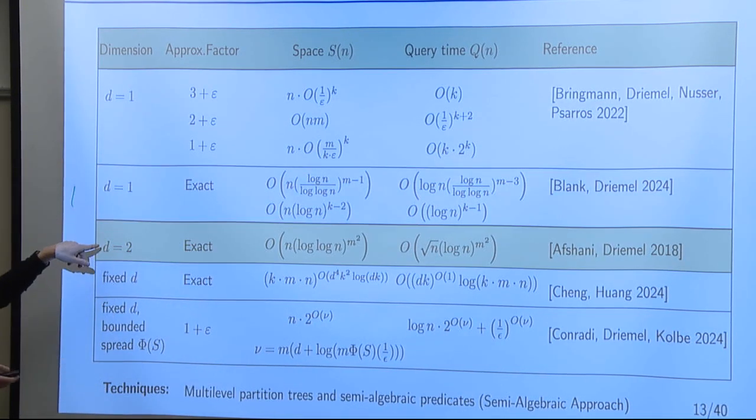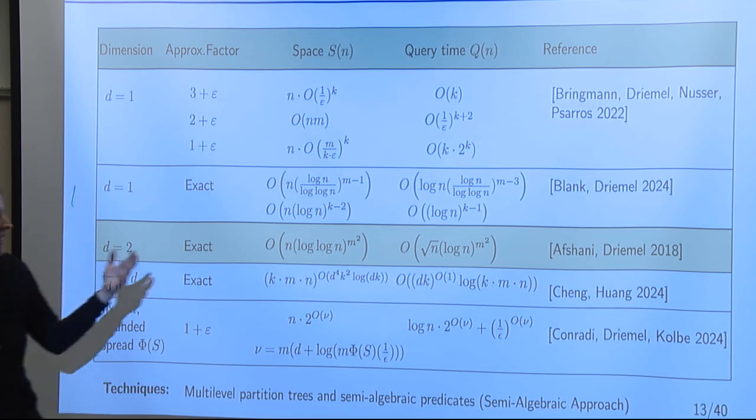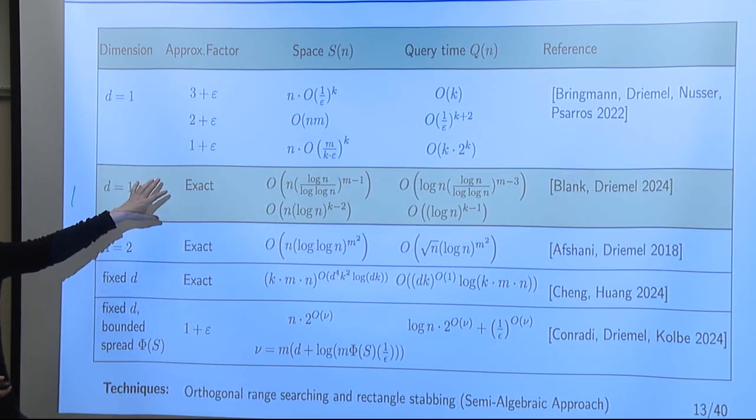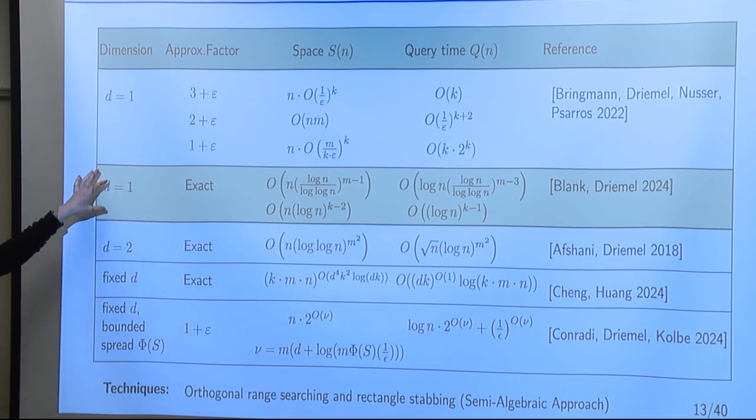Maybe I should go first to this. This is basically an extension of what we've just seen, except now our semi-algebraic ranges look a bit more complicated. And this is an adaptation of this to 1D, where my semi-algebraic ranges are just intervals.